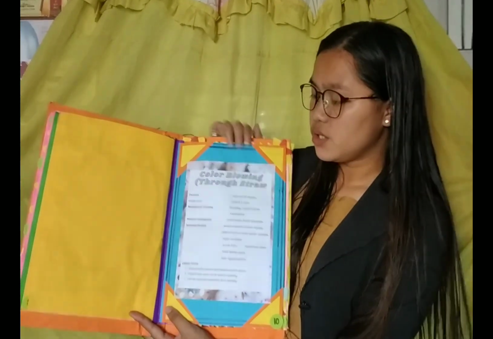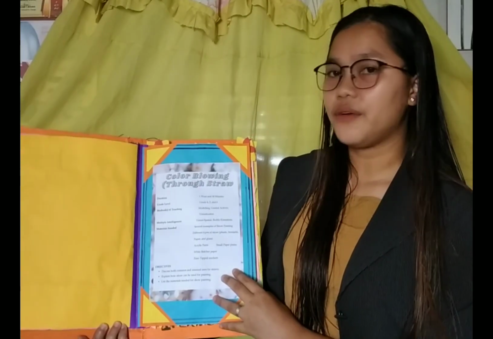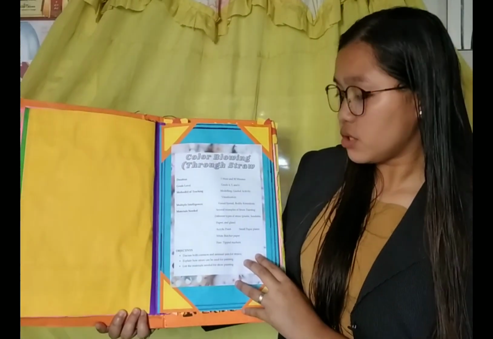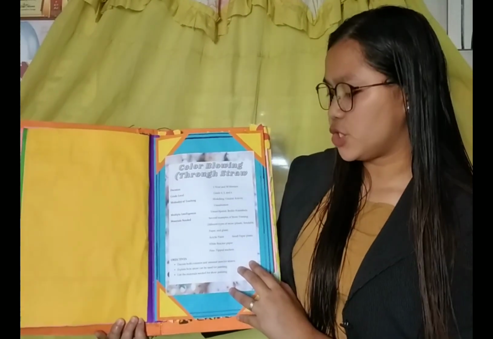through straw. The duration of this activity is 1 hour and 30 minutes. So, dili siya dali nga activity. So, 1 hour and 30 minutes. And then the grade level is grade 4, 5, and 6. And then the methods of teaching are modeling, guided activity, and visualization.